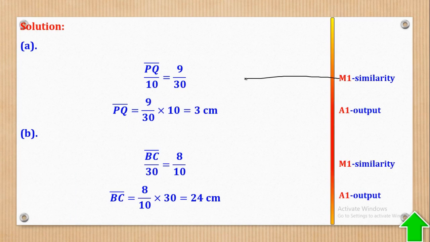So M1 for similarity, A1 for the output, M1 for similarity, A1 for the output.